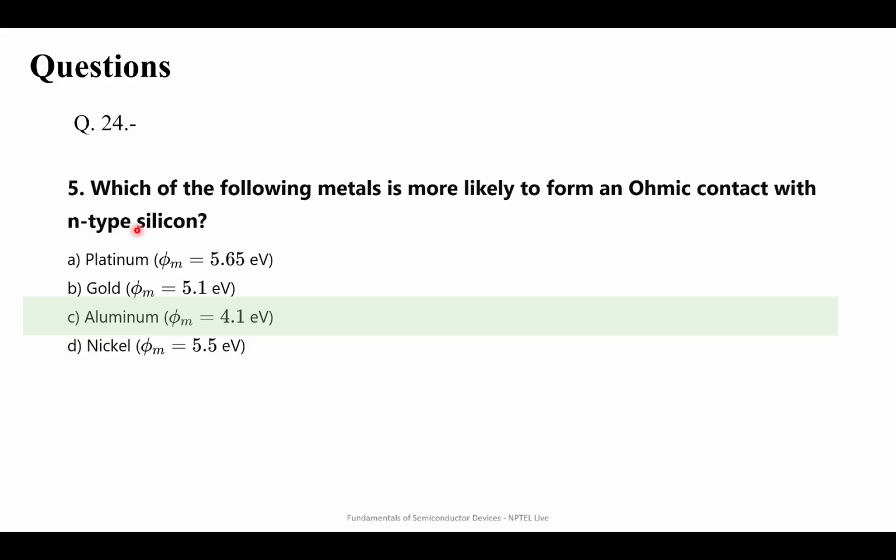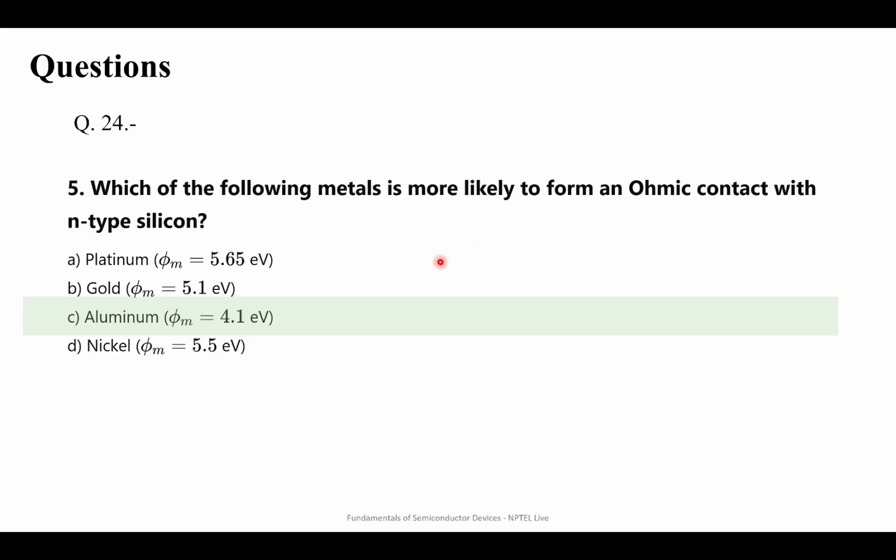So the electron affinity for silicon is around 4 to 4.05. For n-type silicon, you can expect your Fermi level around 0.2 to 0.3 electron volts below your conduction band. So if you add that, you will have your work function for the semiconductor around 4.2, 4.3 or 4.4 eV.